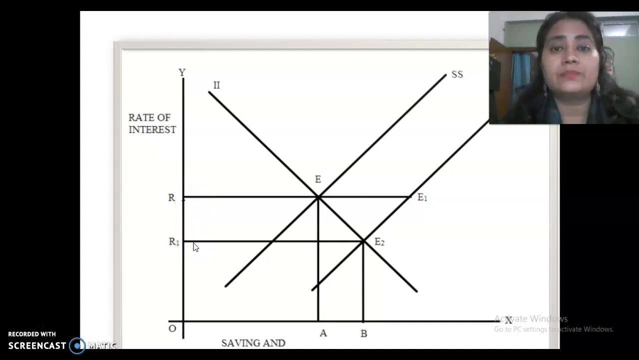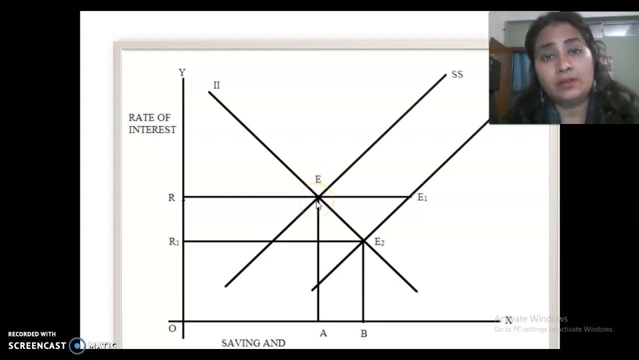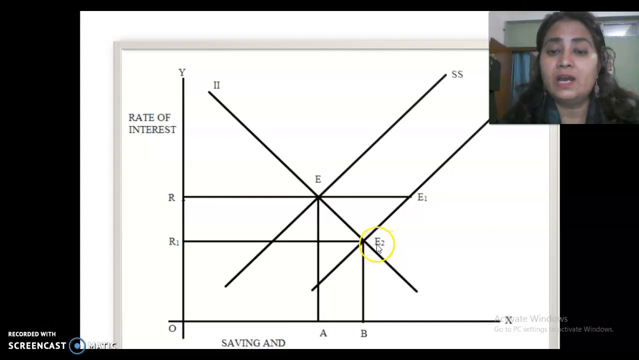When the interest rate comes down, gradually investment increases on the one hand, and on the other hand, savings will decline gradually, and another equilibrium position will be achieved. Here you see E2 is the other equilibrium position. So here the rate of interest is determined at OR1, which is less than OR, and equilibrium saving and investment is determined at OB, which is more than OA.